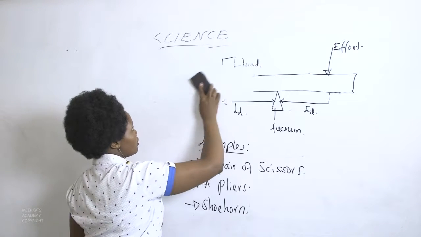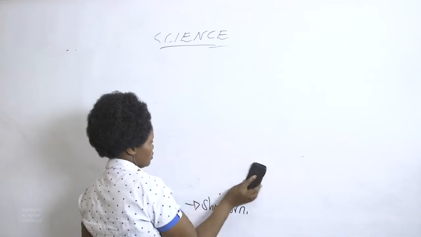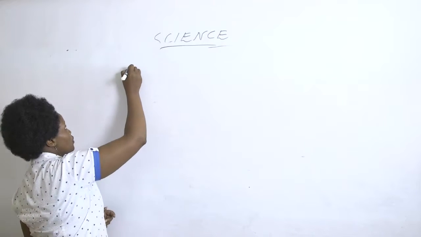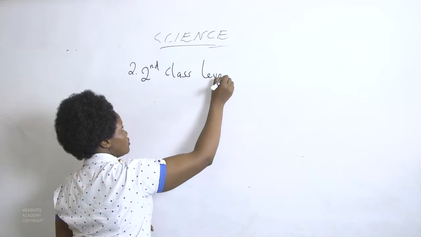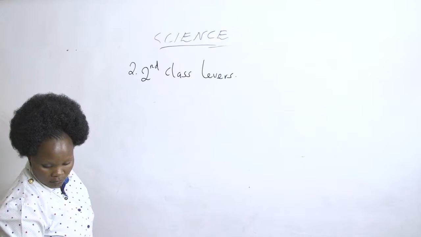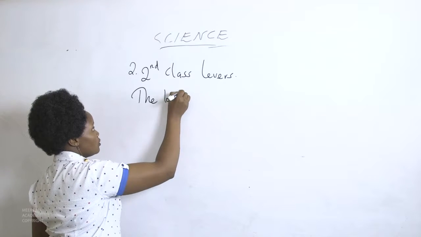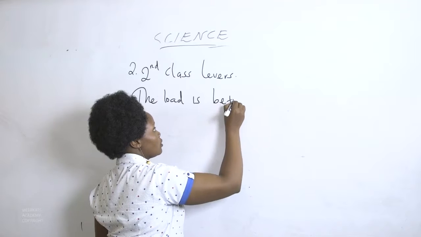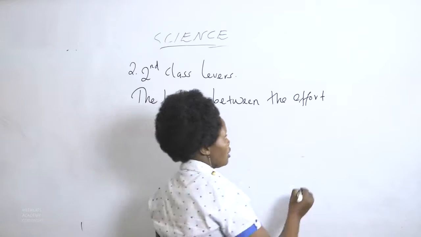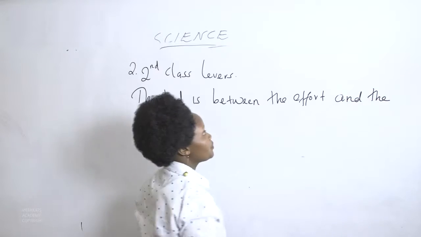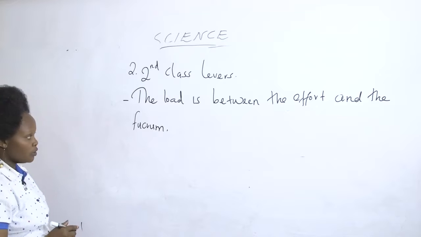Then we look at the second class levers. For the second class levers, the load is between the effort and the fulcrum. The load is between the effort and the fulcrum.